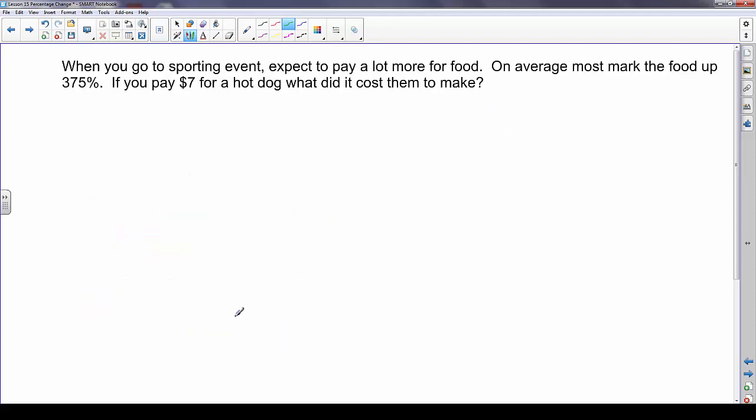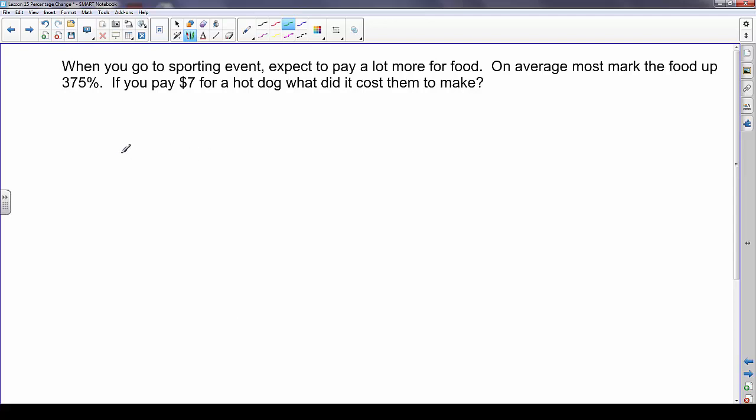So let's look at the next example. You go to a sporting event, expect to pay a lot more for food. On the average, the markup of the food price is about 375%. So if you pay $7 for a hot dog, what did it cost them to make? So really, you're paying almost 4 times the original price when you go to a game.